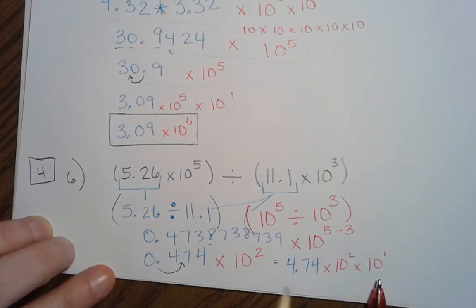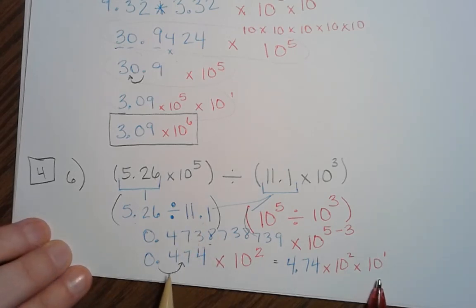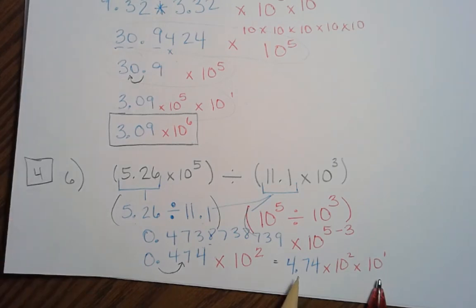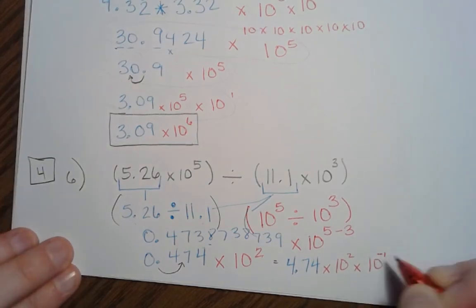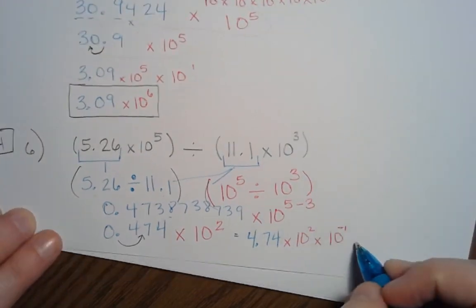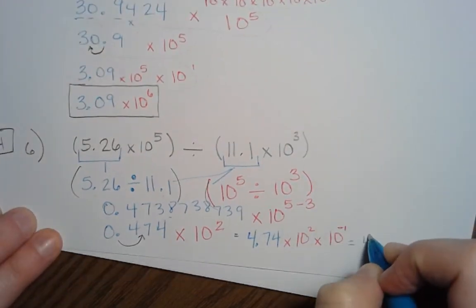0.74 is small. We went from small to big. 4.74 is big. We moved our place value 1 time to make our number bigger. So we're going to move our exponent of 10 1 time to make it smaller. And come out with a final answer.